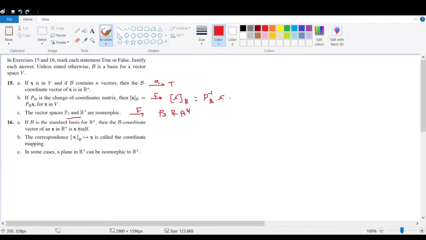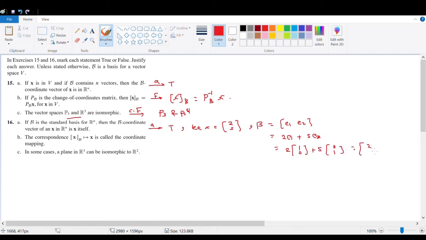Now for 16a, if B is the standard basis for Rn, then the B coordinate vector of X in Rn is X itself. We said this one is true, so this one here false for C. Because, for example, let X, for example, be equal to 2, 5. If we have a basis which is a standard basis, so our basis is equal E1, E2. Now to represent X as a linear combination of B, this is equal to 2E1 plus 5E2. So this is 2 multiplied by 1, 0 plus 5 multiplied by 0, 1. This will give us the vector 2, 5. So X and the B coordinate vector of X are equal.